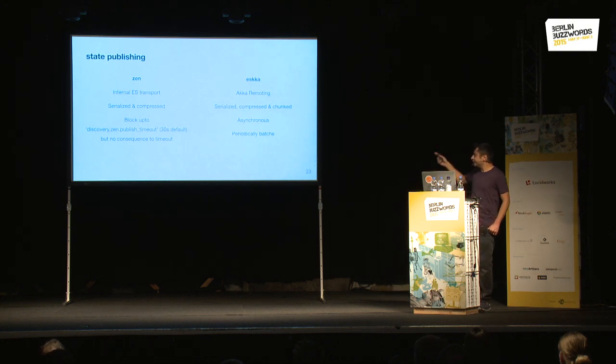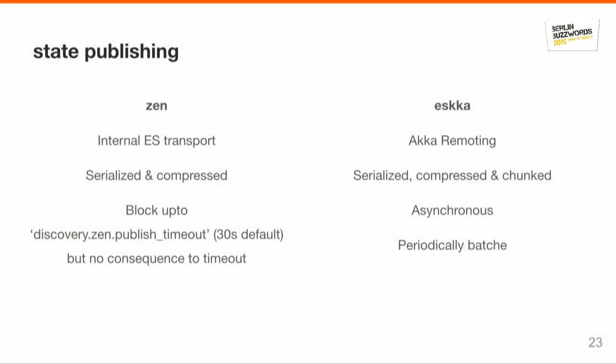So it's not really necessary. And with eskka, it's completely asynchronous. This doesn't mean that we can't wait on acknowledgments. It's just that the publishing mechanism doesn't need to deal with that. And so with eskka, we're actually using Akka remoting. So you can treat remote actors as if they're local actors, and that's really cool, so long as your messages are serializable.